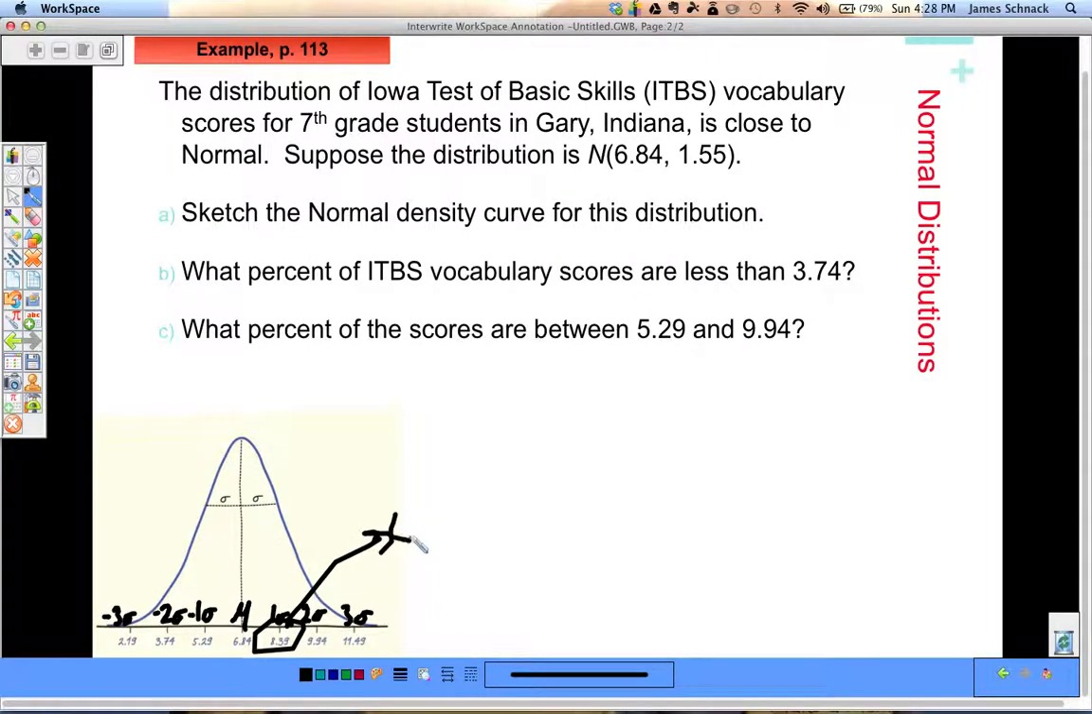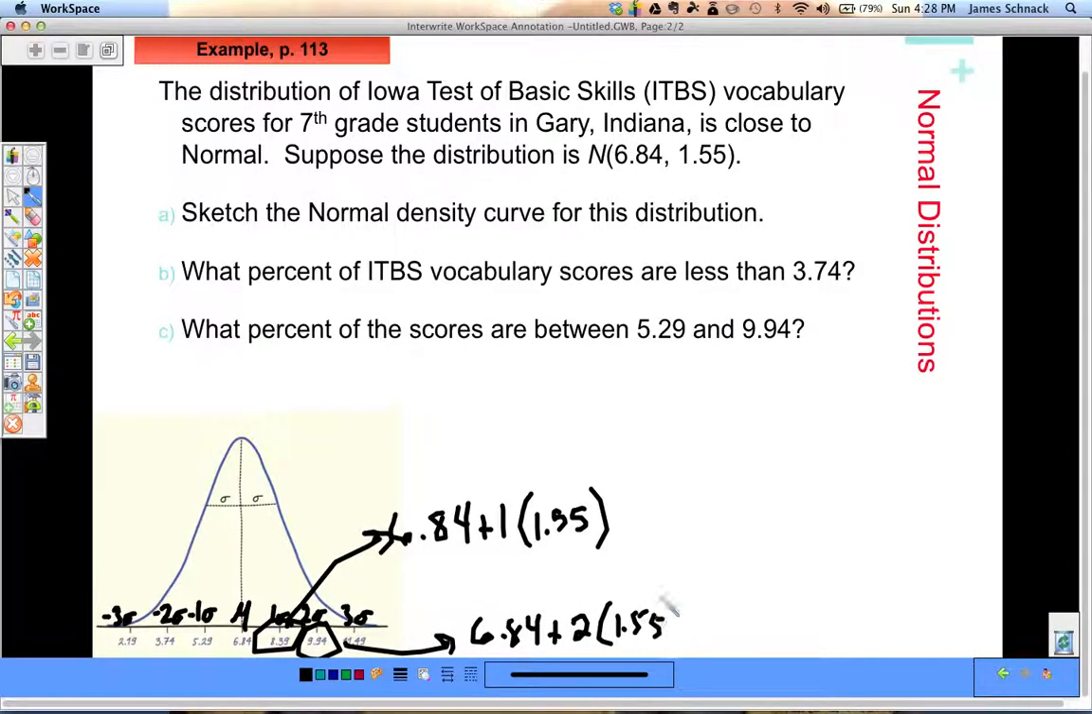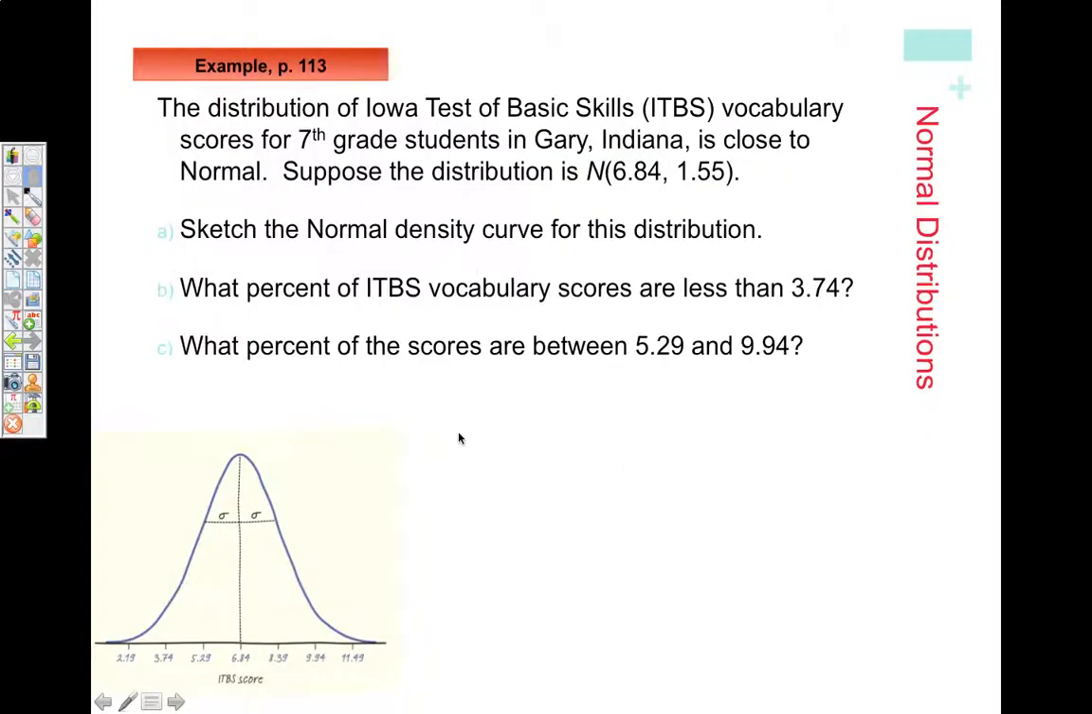So this 8.39, that's 6.84 plus 1 times 1.55. This 9.94, that's 6.84 plus 2 times 1.55. And so on. I could do that for all these values. So there is my normal distribution. There's my normal density curve.